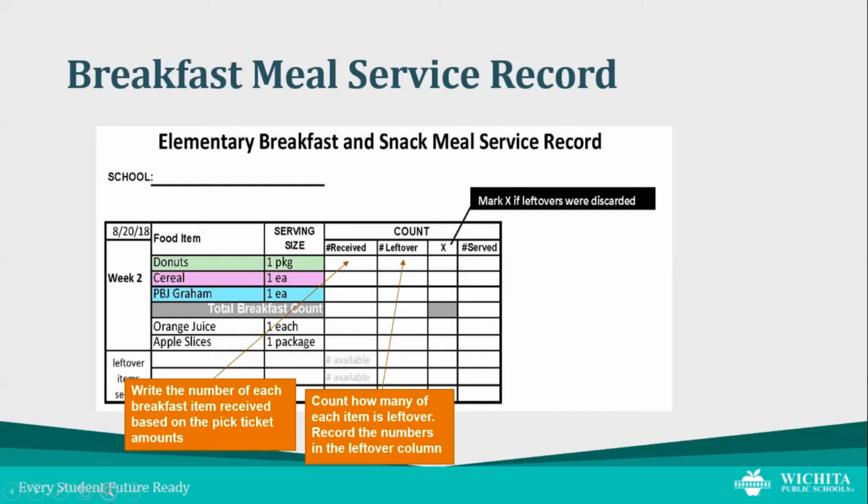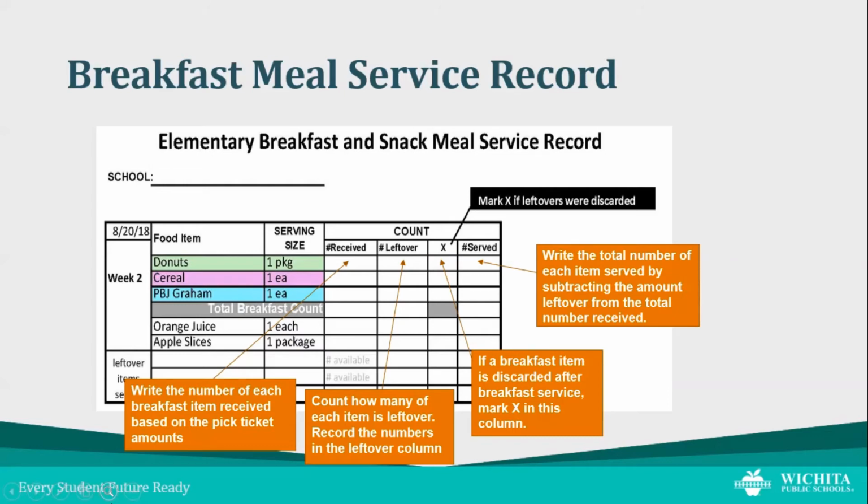If any of those leftovers are thrown away, say for instance an item that got heated and now must be discarded, you would mark an X in this column. The total number served equals the number received minus the leftover. That's how you get the total number served. Let's look at this a little bit differently.